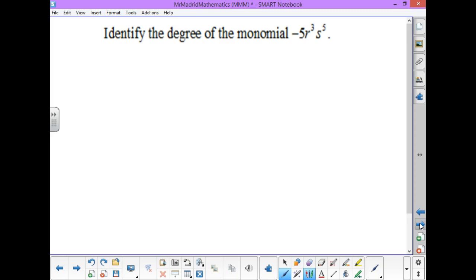Here it says identify the degree of the monomial. What you want to do is look at the fact that this is one term, there's no separation by pluses or minuses. That's the definition of a monomial, one term, and you want to take a look at the exponents and add them. So 3 plus 5 equals 8. So the degree of the monomial is 8.